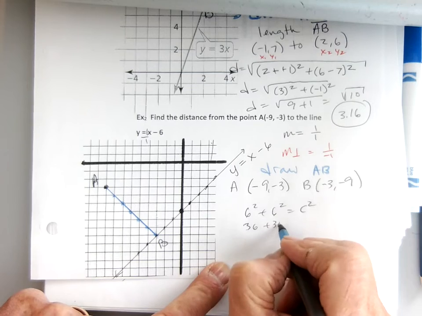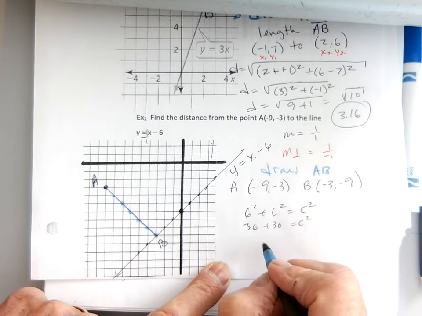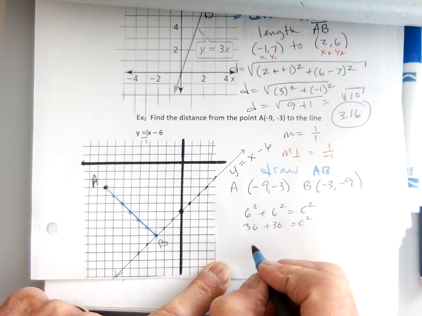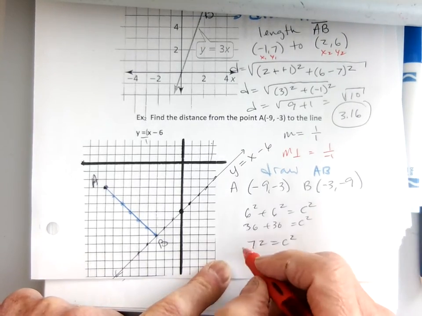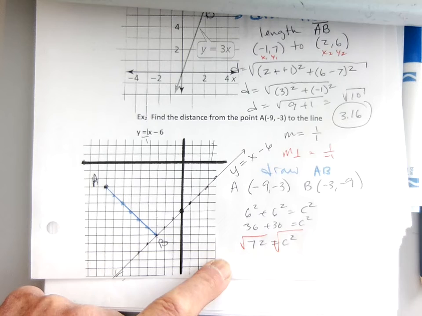36 plus 36 equals C squared. Add them together. 72 equals C squared, but you have to take the square root of that. We just did that one in our warm-up. What was the square root of 72? You guys remember it? 8.4, yes.